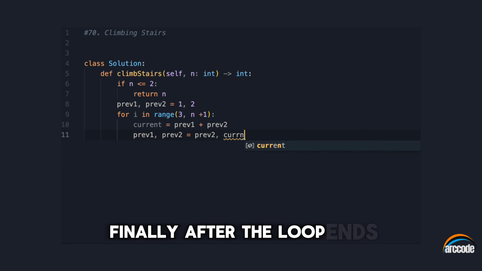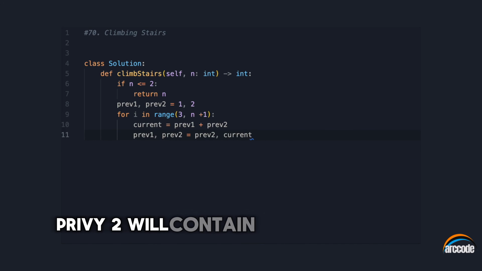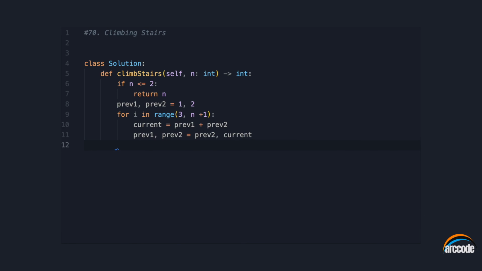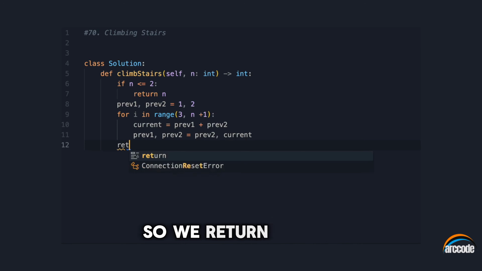Finally, after the loop ends, the variable prev2 will contain the total number of ways to climb the staircase with n steps. So, we return prev2.